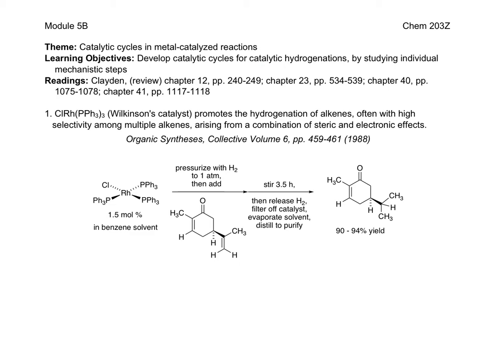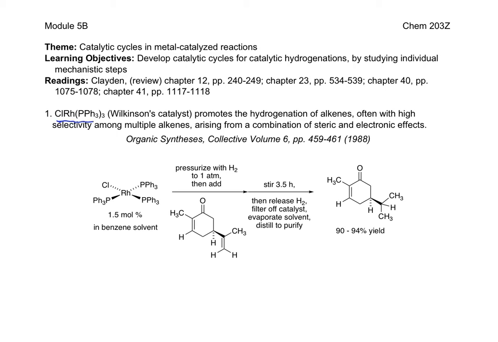In the reading, Chapter 12 is a review of thermodynamics and equilibration. Chapter 23 briefly mentions catalytic hydrogenation, but in less mechanistic detail than we will explore here. Chapter 40 presents some of the individual mechanisms that are involved here, and then Chapter 41 shows an extension of rhodium-catalyzed hydrogenation with chiral ligands on rhodium to favor enantioselective hydrogenation.